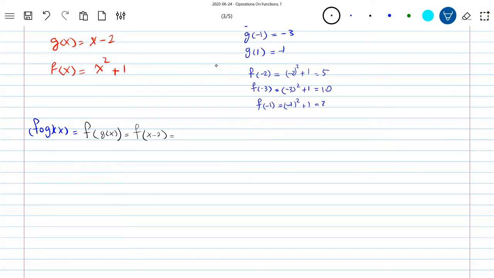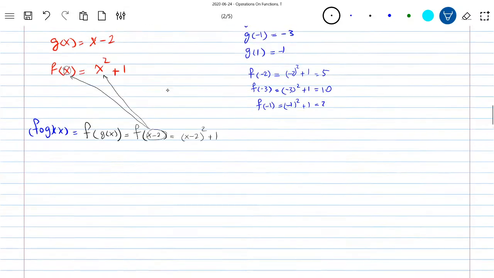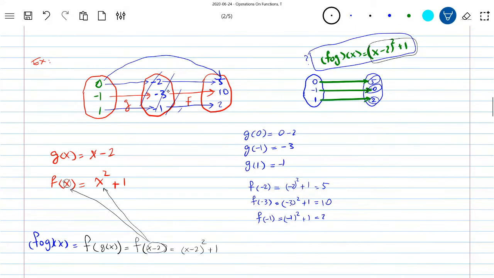Okay, this is not multiplication, by the way. It's just an input. So what is f of x minus 2? Into the function f, instead of x, you should replace x minus 2 every time you see x. So this goes in as an input for x. Every time I see x, I replace it with x minus 2. So I'll get x minus 2 squared plus 1. And this is exactly the same function that we discussed here, x minus 2 squared plus 1. Okay, so the composition of functions is just replacing one function inside the other as an input.